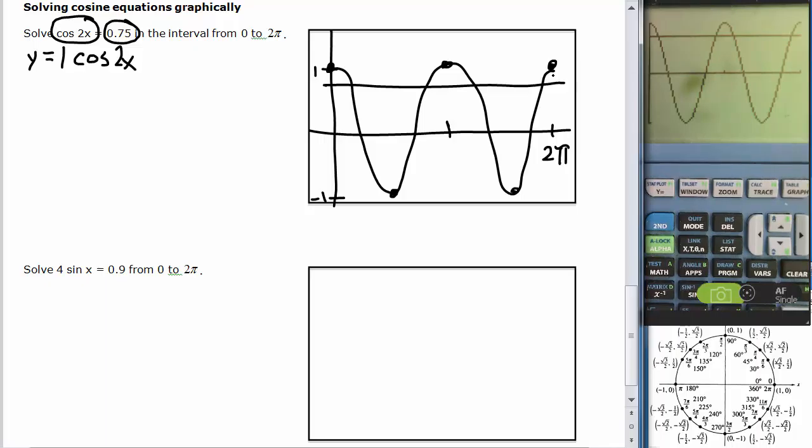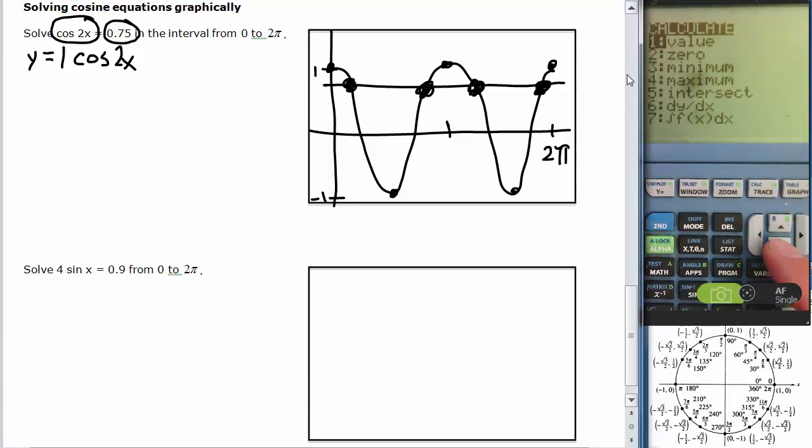There are 4 different intersection points where you can see the curve intersecting our line. I'll draw those dots rather large right here. And what we need to find are the x coordinates for these values. We know the y coordinate is going to be 0.75, but what are these 4 x coordinates here? To find these, we're going to go to second trace, and we're going to use the intersect feature, number 5.